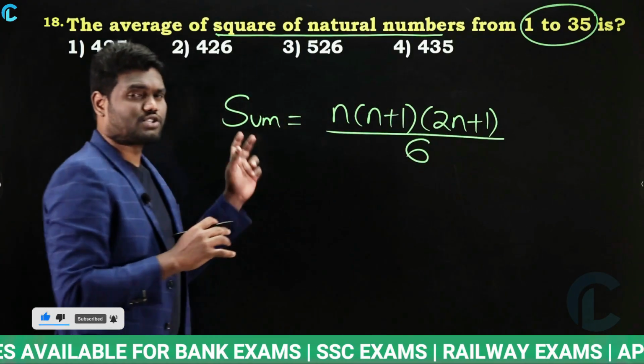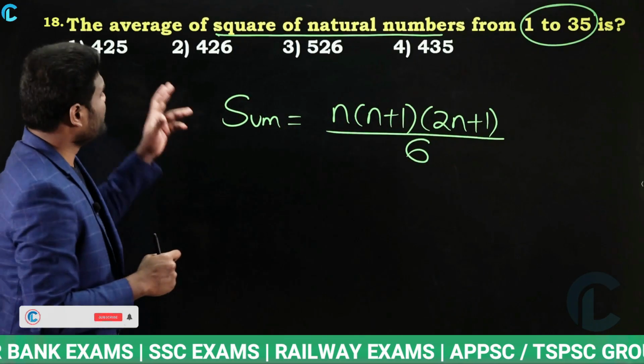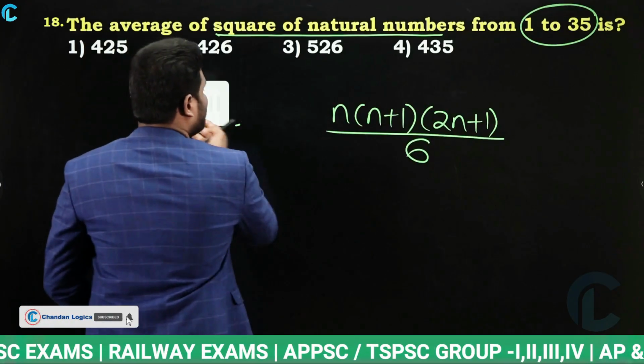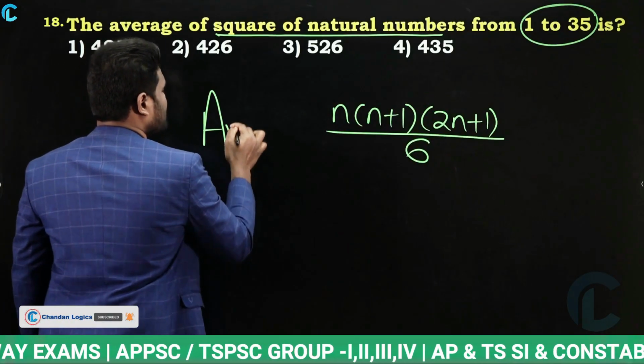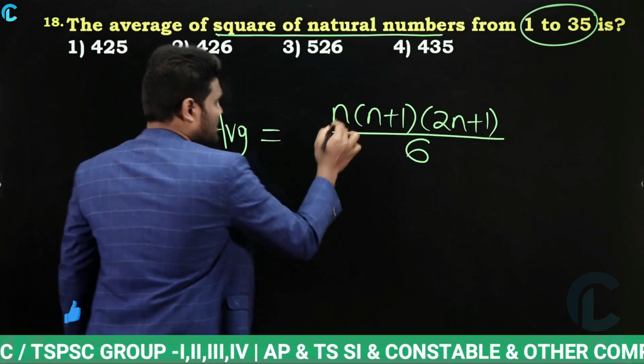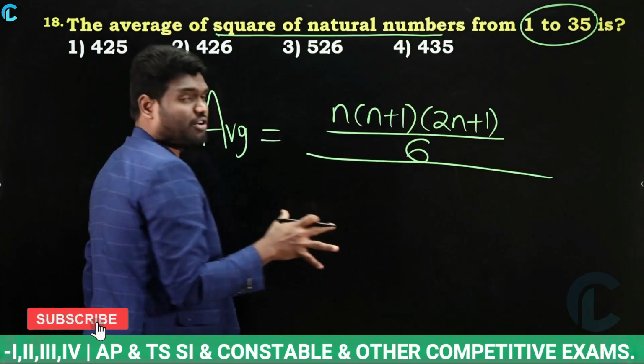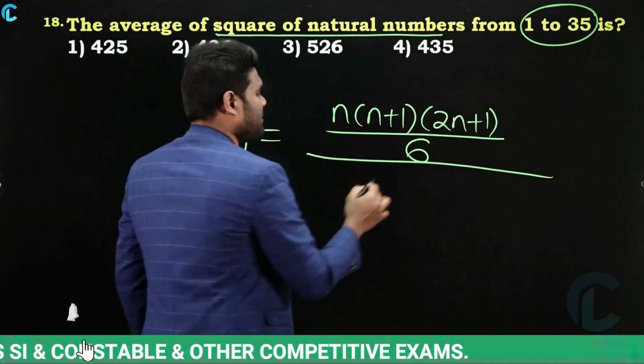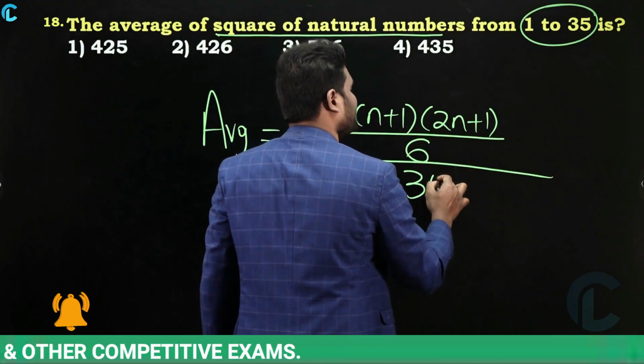This is like the sum of squares of n natural numbers formula. But the question is to find the average. So average is nothing but the sum of numbers divided by the number of numbers. So the sum of numbers is this one. The number of numbers from 1 to 35 is nothing but 35 numbers.